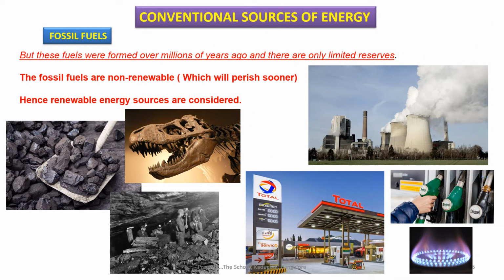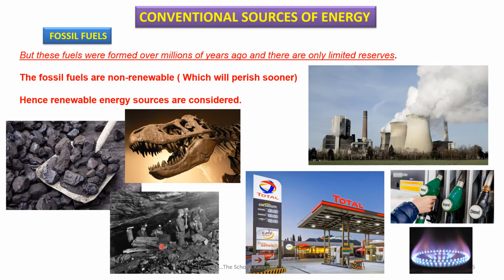Then coming to the conventional sources of energy. What is a conventional source of energy? That means we have been using it for a long time. Examples: coal, petrol, diesel, kerosene, natural gas, everything we have been using since a long time. So those are called conventional sources of energy.